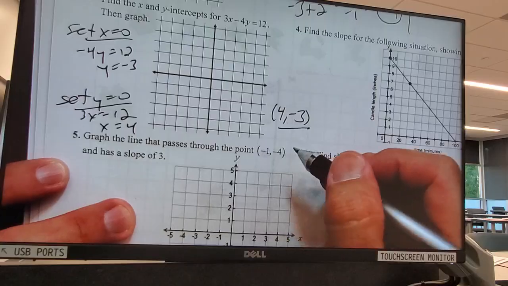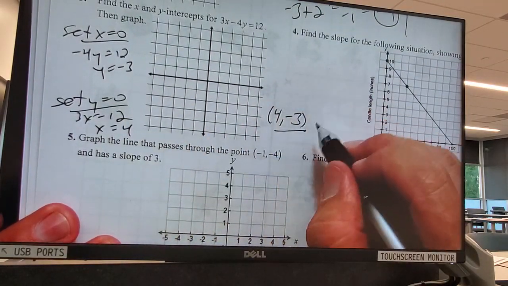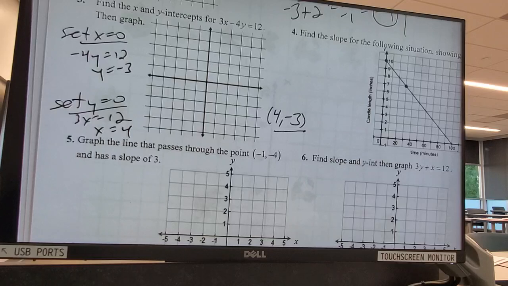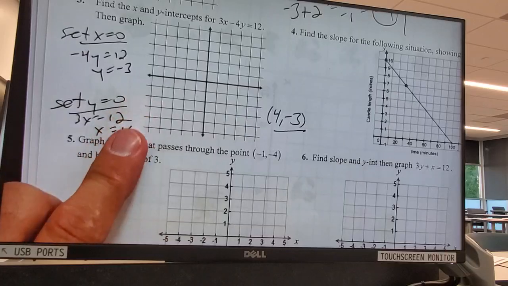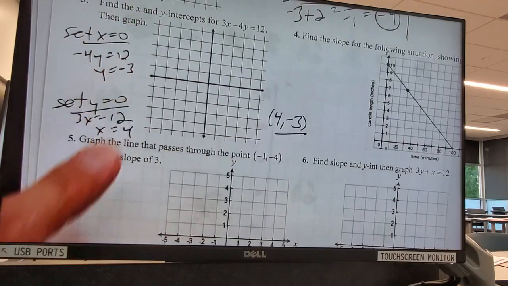Now what's wrong with that? That's a mistake. I'll get somebody plot 4, -3, and then they'll put a question mark. And again, a few of you I saw did that. If you did it, that's understandable. Why wouldn't you do that? X is 4, y is -3.